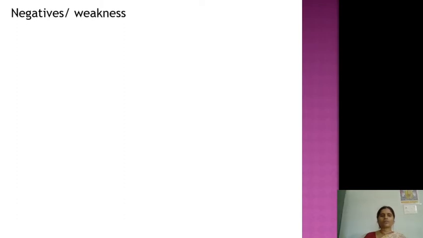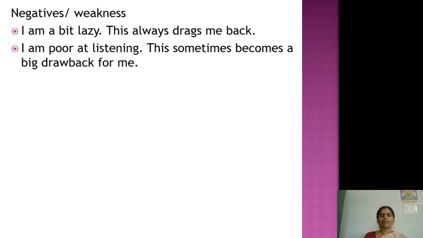Now let us see about negatives and weaknesses. When you are trying to come out with some of your drawbacks, you can tell them in this way: I'm a bit lazy. This always drags me back. Of course, this is one of the negative qualities which a person usually has. And, I'm poor at listening. Many people won't listen properly, so they make many mistakes. I'm poor at listening. This sometimes becomes a big drawback for me. So this is the way you can express your weaknesses or negatives.